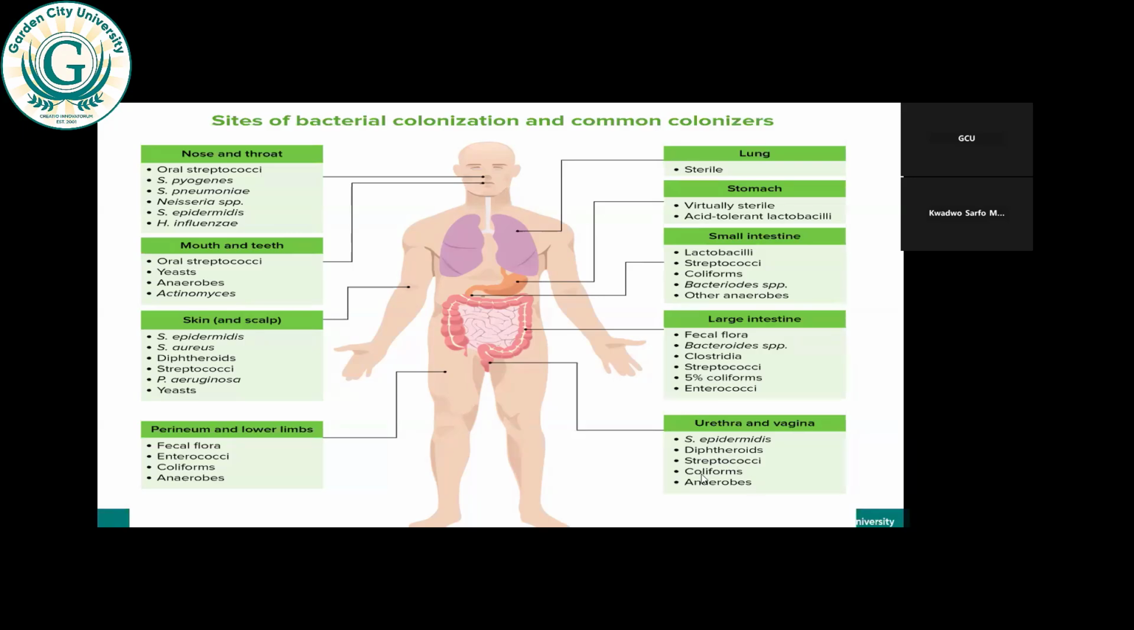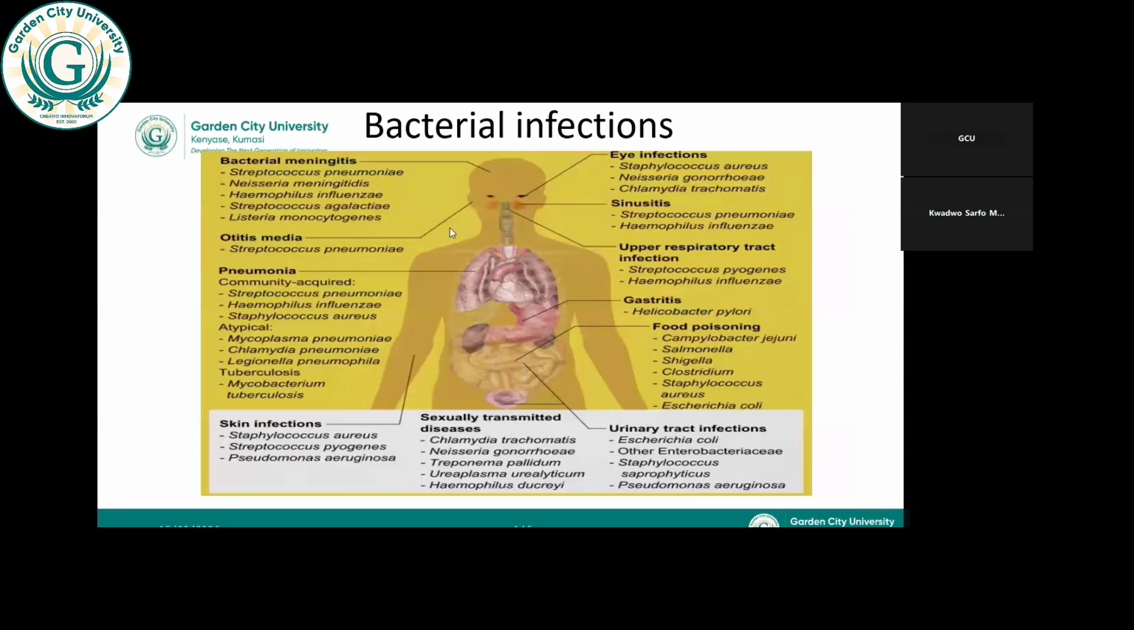The urethra and the vagina, you can also have some normal flora, the Staph epidermidis, diphtheroids, the streptococci, the coliforms, and then the anaerobes. But when these bacteria are found in these areas, then that is an infection, because they are not needed in those sites. They are not harbored naturally in those sites.